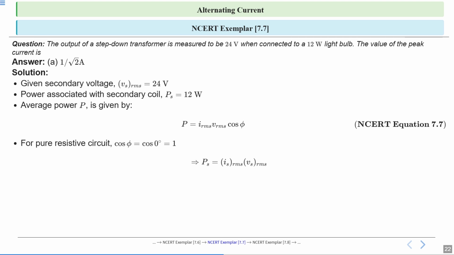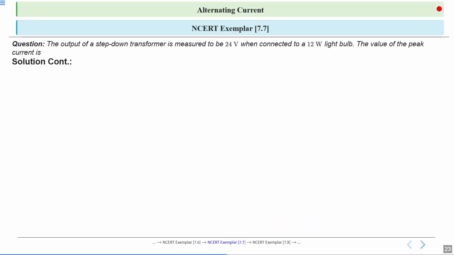So VS RMS we know, PS we also know, 12 watt. Can we calculate IS RMS? We have to calculate the peak current. So firstly we will calculate IS RMS, then we will calculate Im. The RMS current through the secondary coil will be IS RMS equal to PS upon VS RMS, which is equal to 12 upon 24.